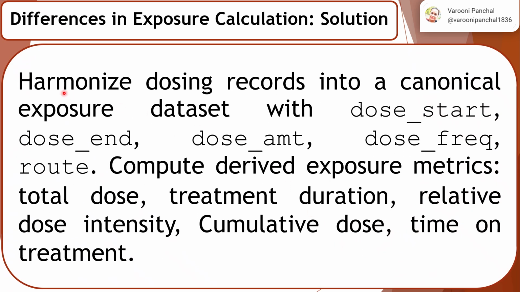The solution is to harmonize dosing records into a canonical exposure dataset with dose start, dose end, total dose, dose frequency, and the route. So when you have all these 12 individual studies, you can keep all these variables: start dose, end dose, total dose amount, dose frequency, and route, especially subject wise and visit wise. And you can combine vertically or horizontally, whichever is the logically correct procedure.